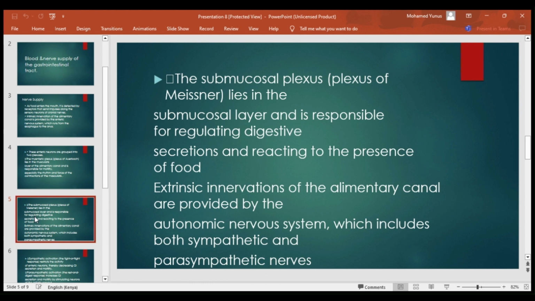And we also have the plexus of Meissner, also known as the submucosal plexus, and it lies in the submucosal layer of the canal and is responsible for regulating digestive secretions and reacting to the presence of food.